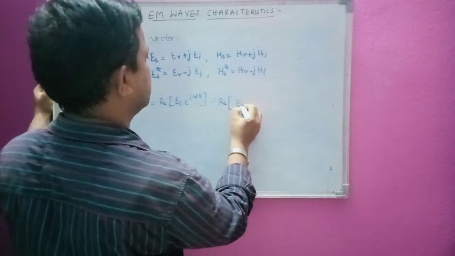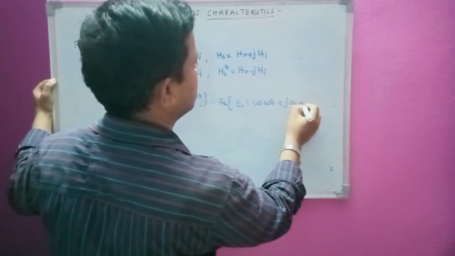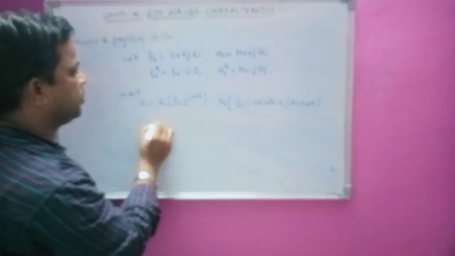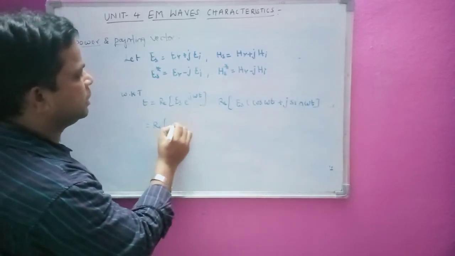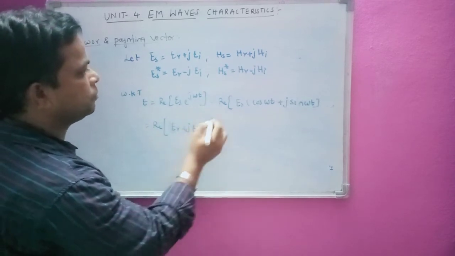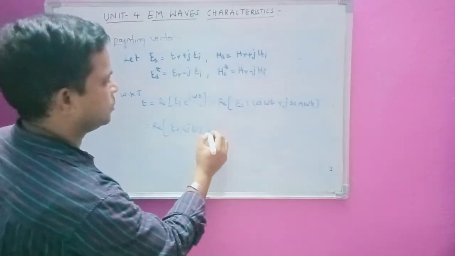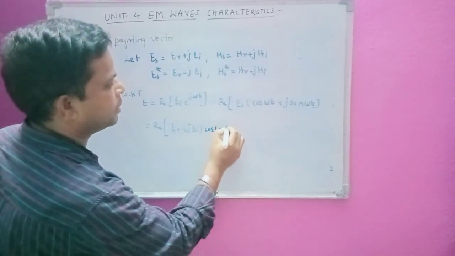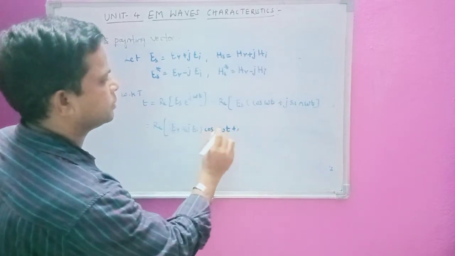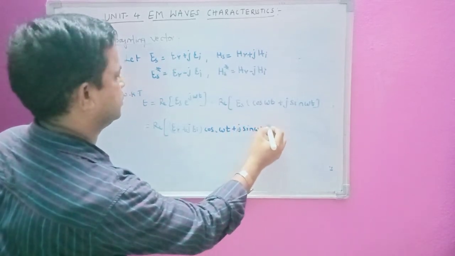Es into cos omega t plus j sin omega t. Now what is Es here? I will take the real part here. What is the real part we are going to get? Er plus j Ei into cos omega t plus j sin omega t.